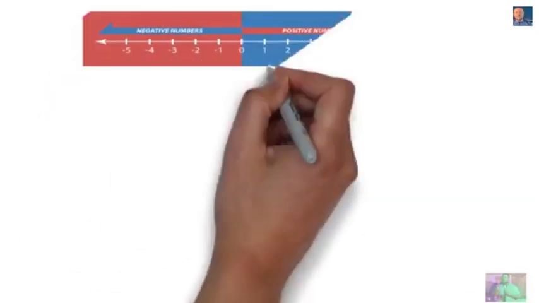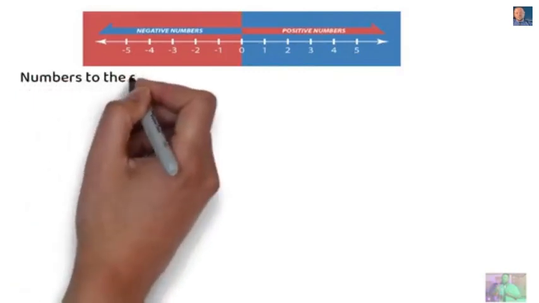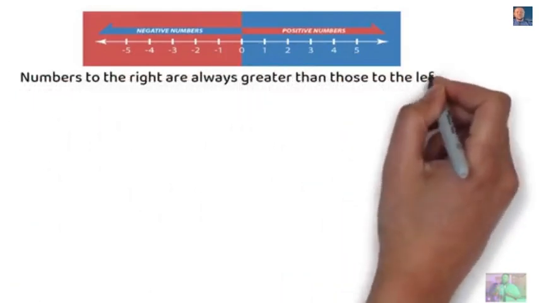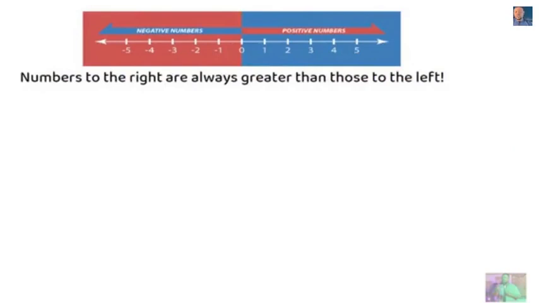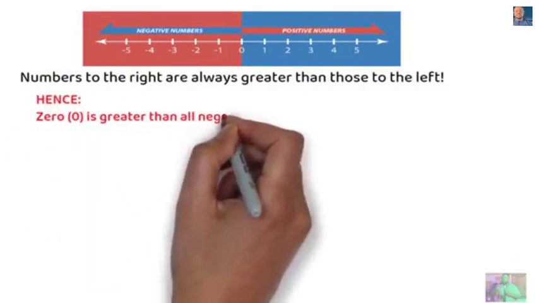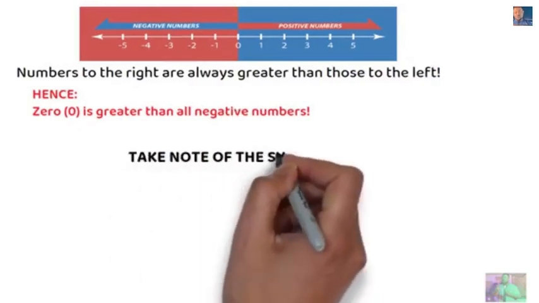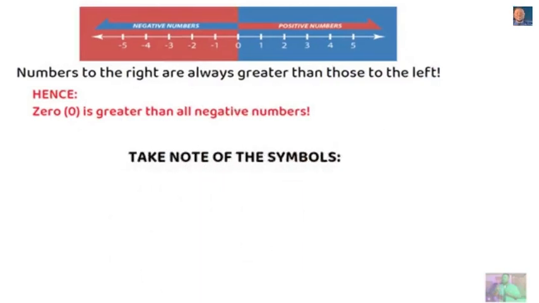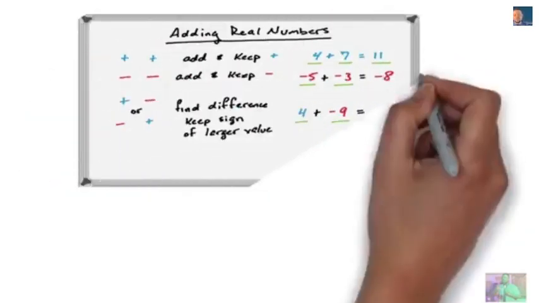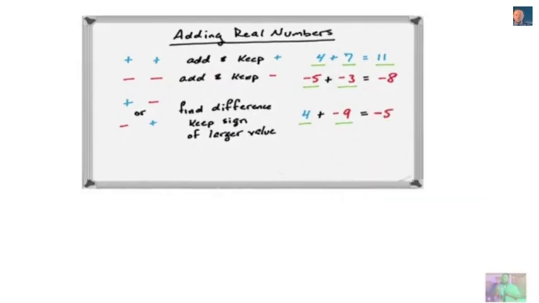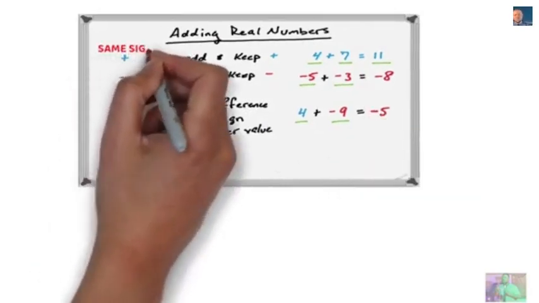We already know that numbers to the right on the number line are greater than numbers to the left. So you know that 0 is greater than all the numbers that are negative. That means minus 1 is greater than minus 2. Negative 2 rather is greater than negative 3 and all that. So you use the greater than symbol, less than symbol, and equal sign for making mathematical statements with real numbers.